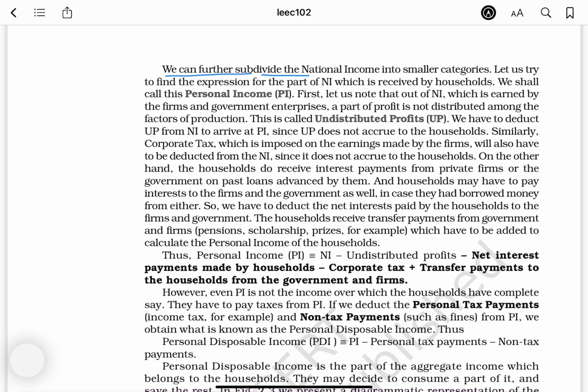We can further subdivide the national income into smaller categories. Let us try to find the expression for the part of NI which is received by households. We shall call this personal income, PI. First, let us note that out of NI, part of the profit earned by the firms and government enterprises is not distributed among the factors of production. This is called undistributed profits, UP.